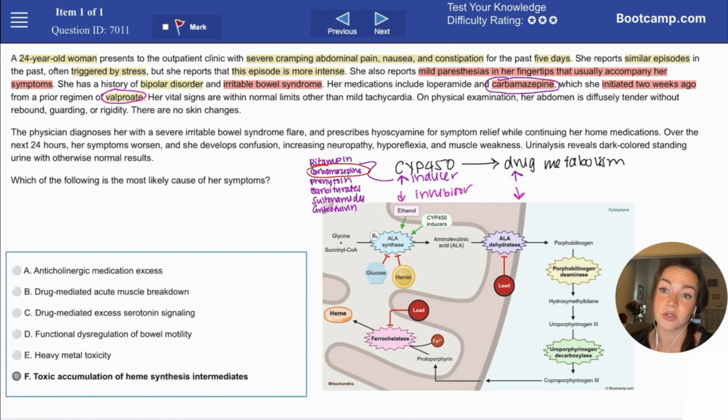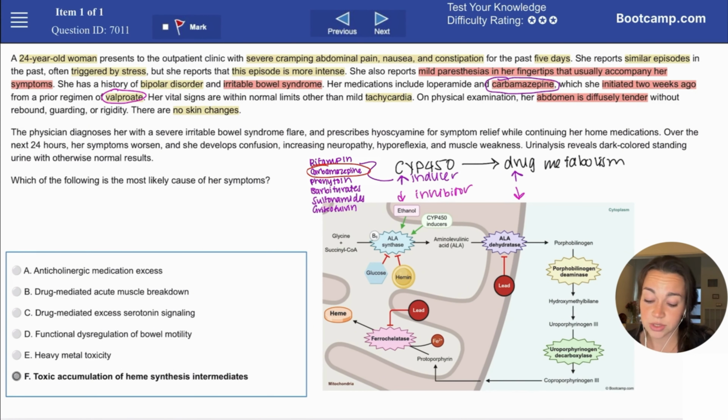But if her stress-induced GI symptoms and neurological symptoms, or paresthesias, are not just run-of-the-mill IBS, which, spoiler alert, they're not, and the back half of the question will also help confirm this for you, then this is worth revisiting. So let's finish reading the question here. Her vital signs are within normal limits, other than mild tachycardia. On physical exam, her abdomen is diffusely tender, without rebound, guarding, or rigidity. There are no skin changes.